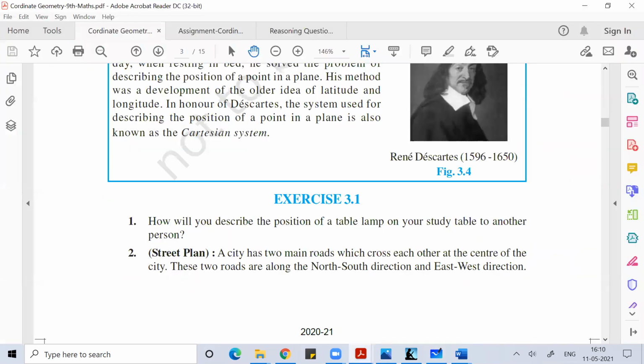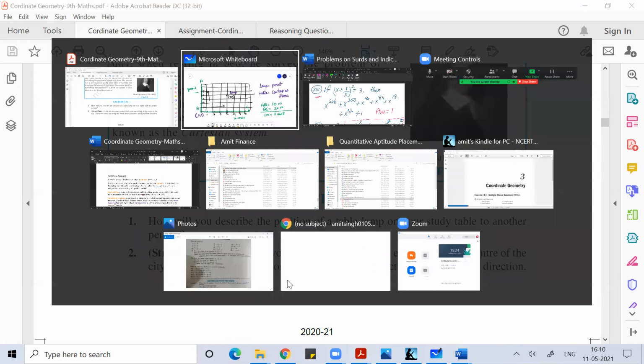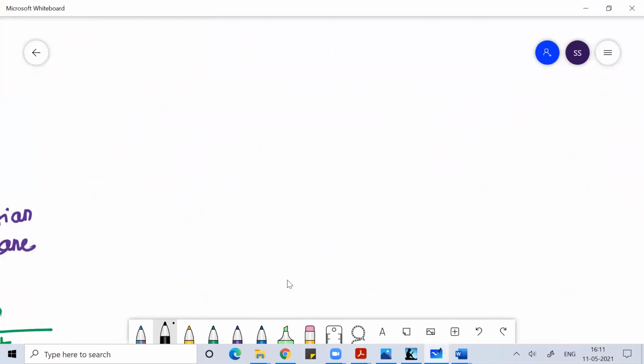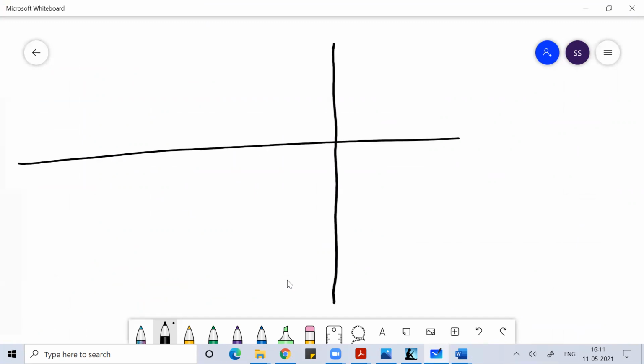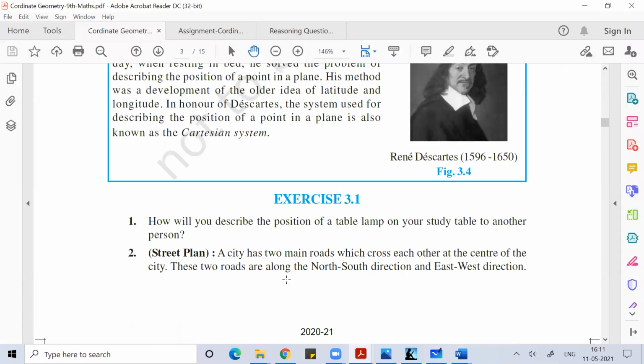So then question number two. Suppose the city has two main roads which cross each other at the center of the city. This is the plane which covers the total dimension of the city, and it has two main roads which intersect at the center. Suppose this is the center, the point where these two lines intersect.